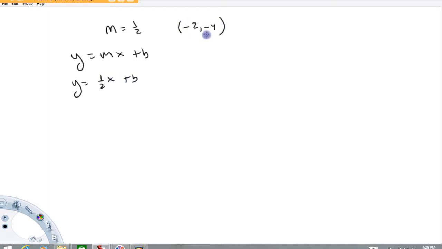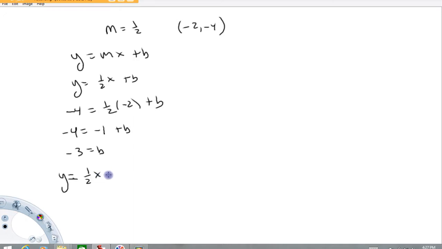Then you sub your point in. When x is negative 2, y is negative 4. And now we'll solve it for b. Negative 2 times 1/2 is minus 1, and then we add 1 to both sides. So the equation for our line is y equals 1/2 x minus 3. So there it is using the slope-intercept form.